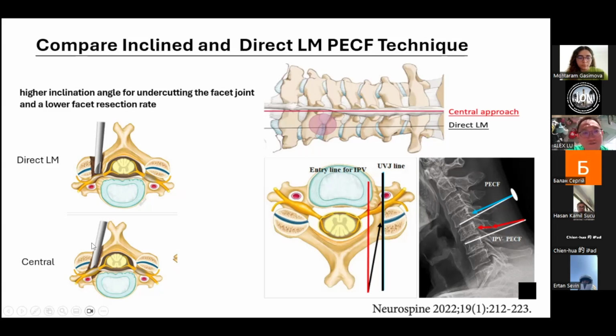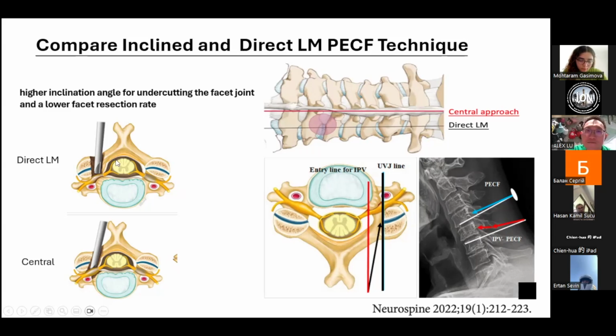If you do central, you are more inclined, so you want to preserve more facet joint. With the lateral mass, you just resect the facet joint, so you resect more facet joint and you don't need to incline. So I want to compare two methods. Which is best? For this one, I guess the foramen size will increase more. For this one, I want to see if I can preserve more facet joint but still have enough decompression. And for this one, because the facet joint will be resected more, does it harm postoperative stability?